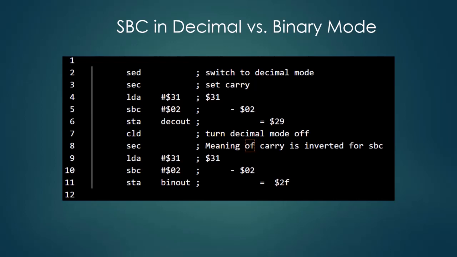So we're going to load A with hexadecimal 31, and we're going to subtract 2. In decimal mode, that results in an answer of 29. Again, that's what you'd expect in normal decimal arithmetic. However, if we turn off decimal mode, set carry again, and do the same arithmetic, we would get a result of 2F, which is what you'd expect in normal binary arithmetic.